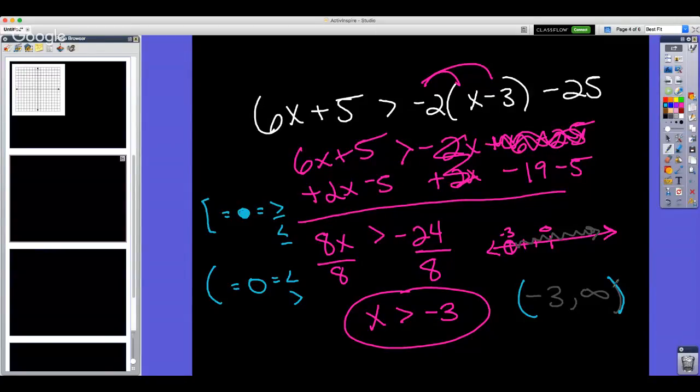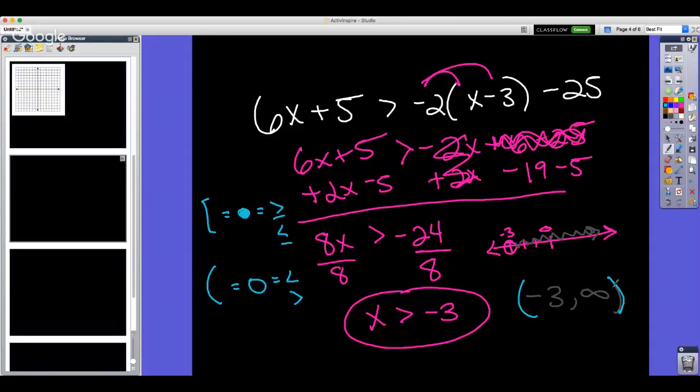Claire, would there be a bracket around the -3 and then the parentheses still on the infinity, if this was filled in? Yes, and it would have to be greater than or equal to, right? Absolutely. So is there always a parentheses around the infinity? Yes, anytime it's infinity or negative infinity it will always be a parenthesis, okay?